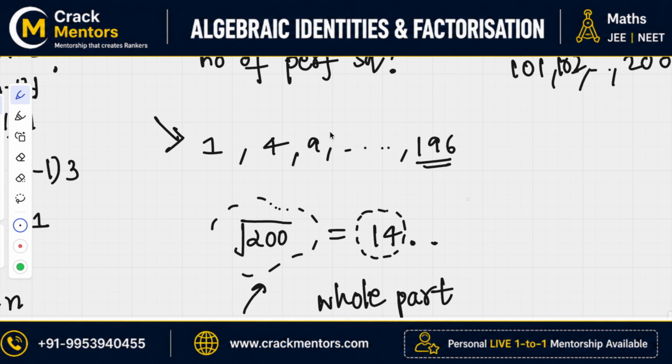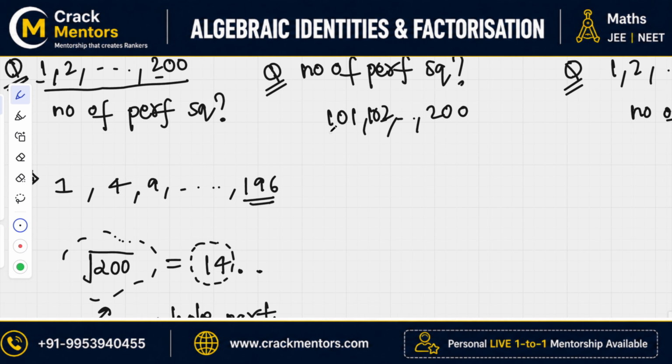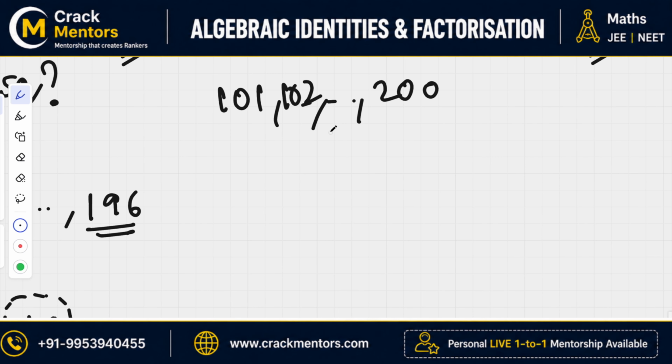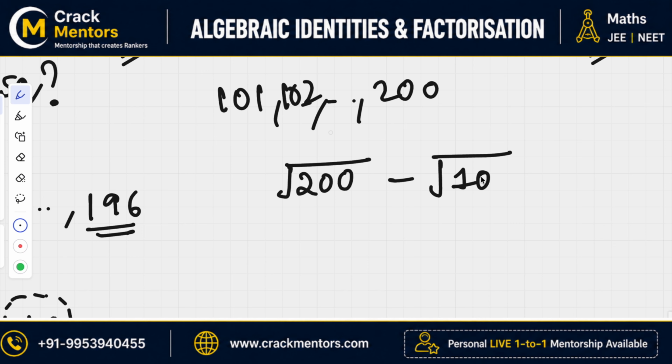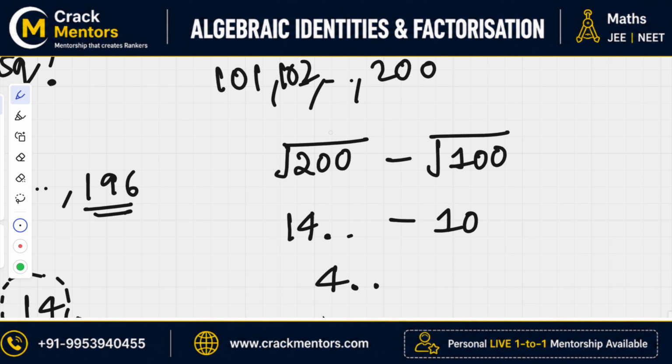Okay. Now, if you see this question, I have changed one thing here. Instead of starting from 1, it is starting from 101. It doesn't matter. What you can do is take the square root from 1 to 200, and subtract from 1 to 100. Now this is 14 point something, and this you know, this is 10 exactly. So the answer is 4 point something, and as I said, you have to take the whole part only. So your answer is 4.